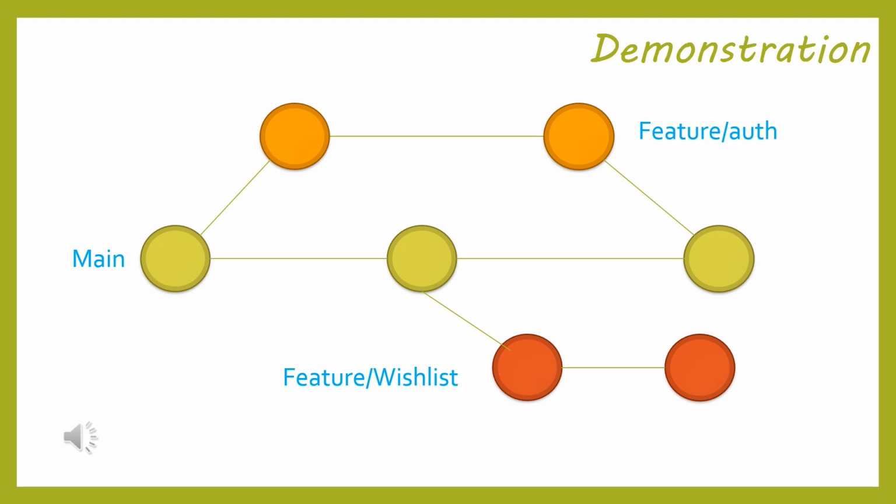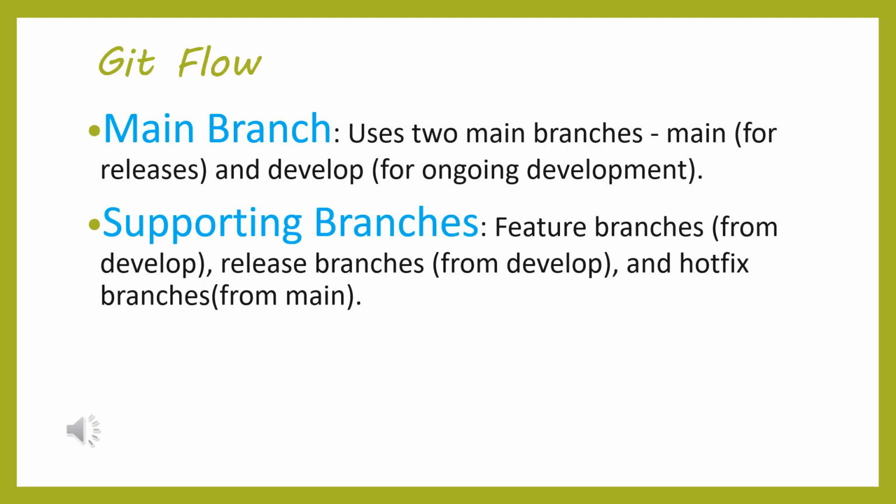Git flow. Git flow has two main branches. One is main, which is for releases, and another one is develop, which is for ongoing development. And supporting branches include feature branches, which arise from develop, release branches from develop, and hotfix branches from main.